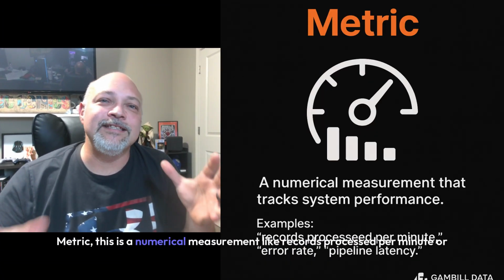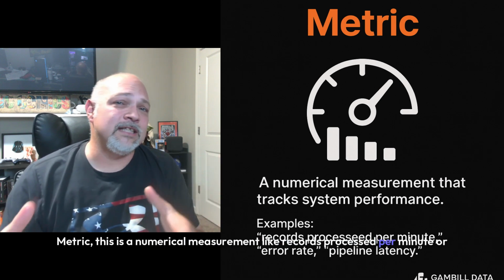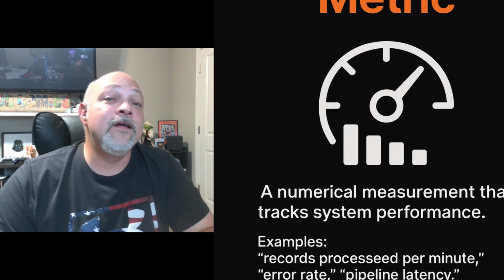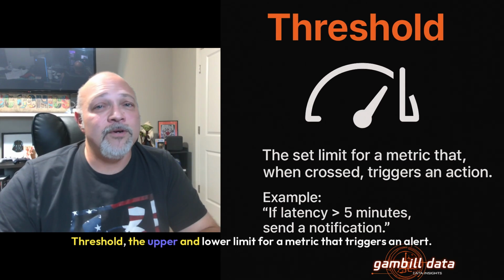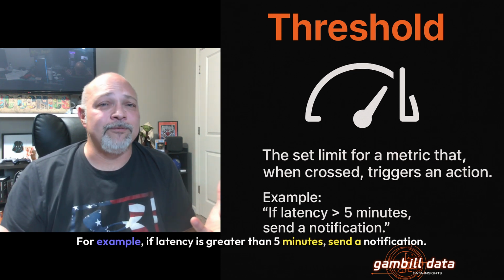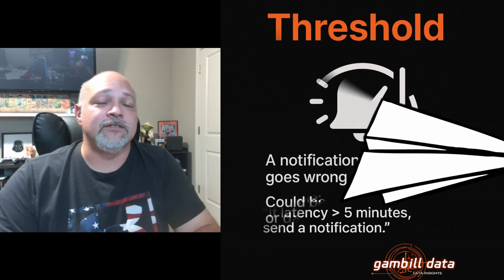Metric. This is a numerical measurement like records processed per minute, or error rate, or pipeline latency. Threshold. The upper and lower limit for a metric that triggers an alert. For example, if latency is greater than 5 minutes, send a notification.